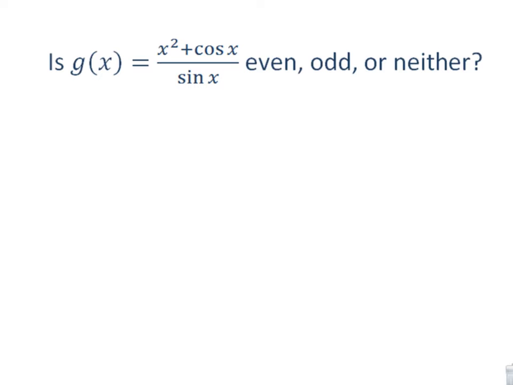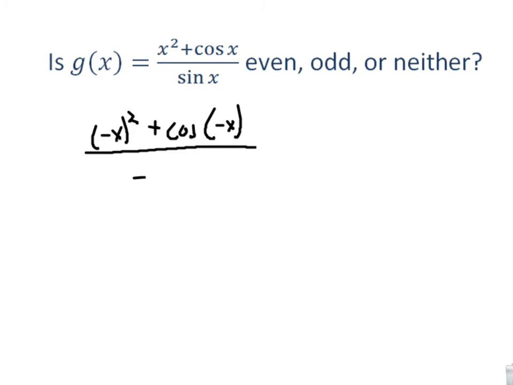All right, g of x looks pretty complicated. We have x squared plus cosine x all over sine x. Not very familiar with what this graph looks like, so we're not going to look at the graph. So let's go ahead and try our test again. We're going to put negative x in for each value of x. So we have negative x squared plus cosine of negative x over sine, I wrote that wrong, sine of negative x.